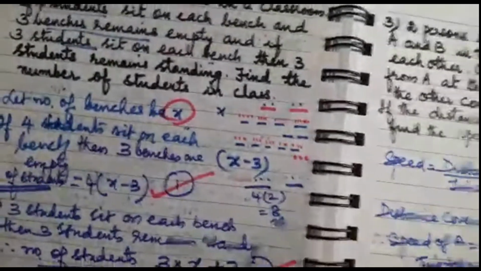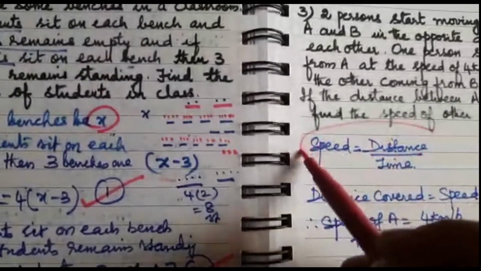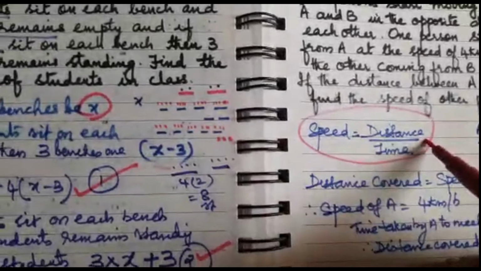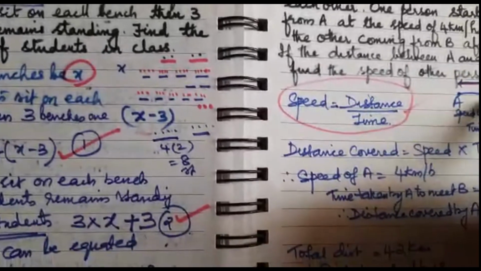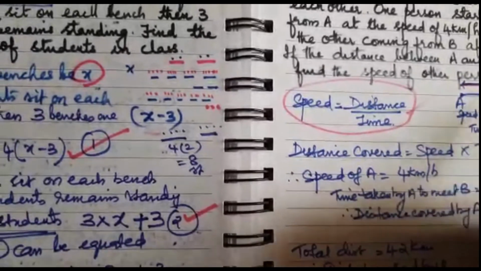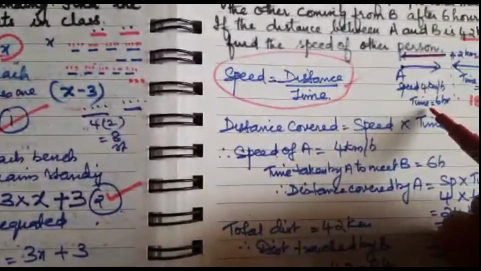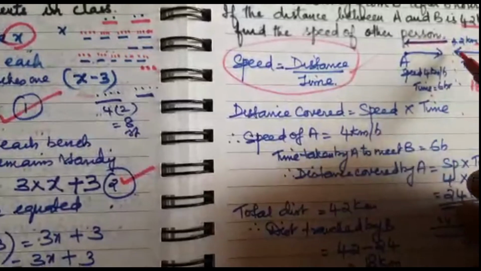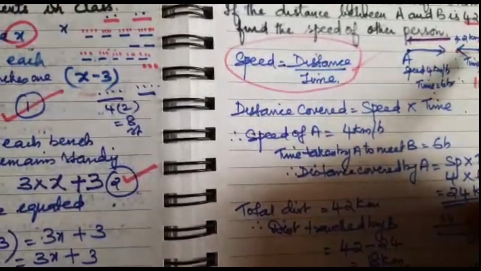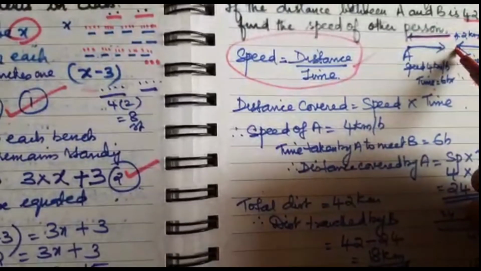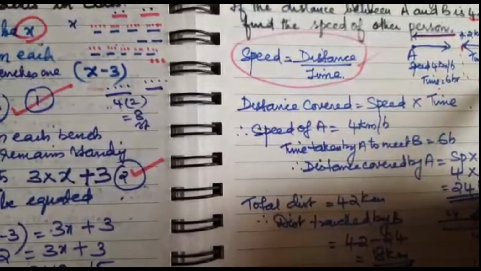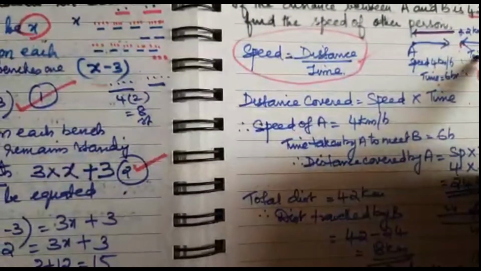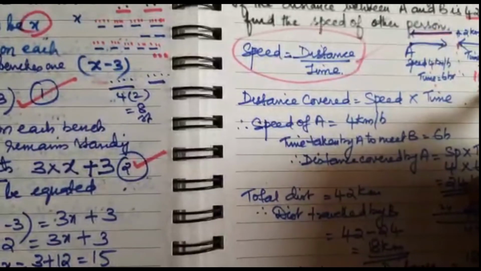So these are the 3 questions. I hope this is clear. Speed is equal to distance upon time is very important. Here it moves towards B and here it moves towards A. Speed is given, time is given, so distance is calculated. The distance till here is 24. What about till here? It is 18. You got the distance 18 and the time, so speed can be calculated.